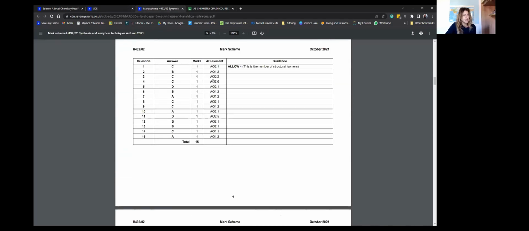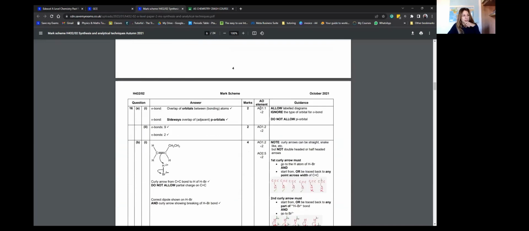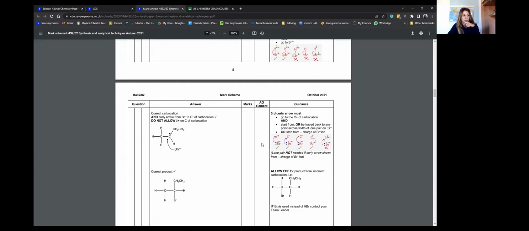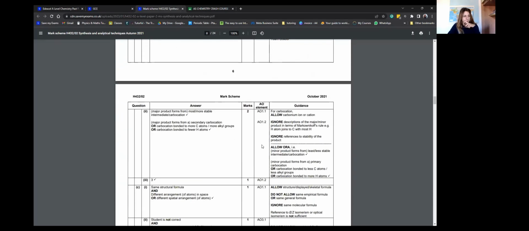While the OCR exam board is a bit more limited, but you have the AO element here, which, remember, relates to whether it's applying knowledge, demonstrating knowledge or interpretation. This is useful because if you're unsure what the question is asking, you can look at the element and go into the specification and see what it is asking you to do. So that's always useful. In fact, you have it in all of the marking scheme, all of the marks. So that's quite useful.